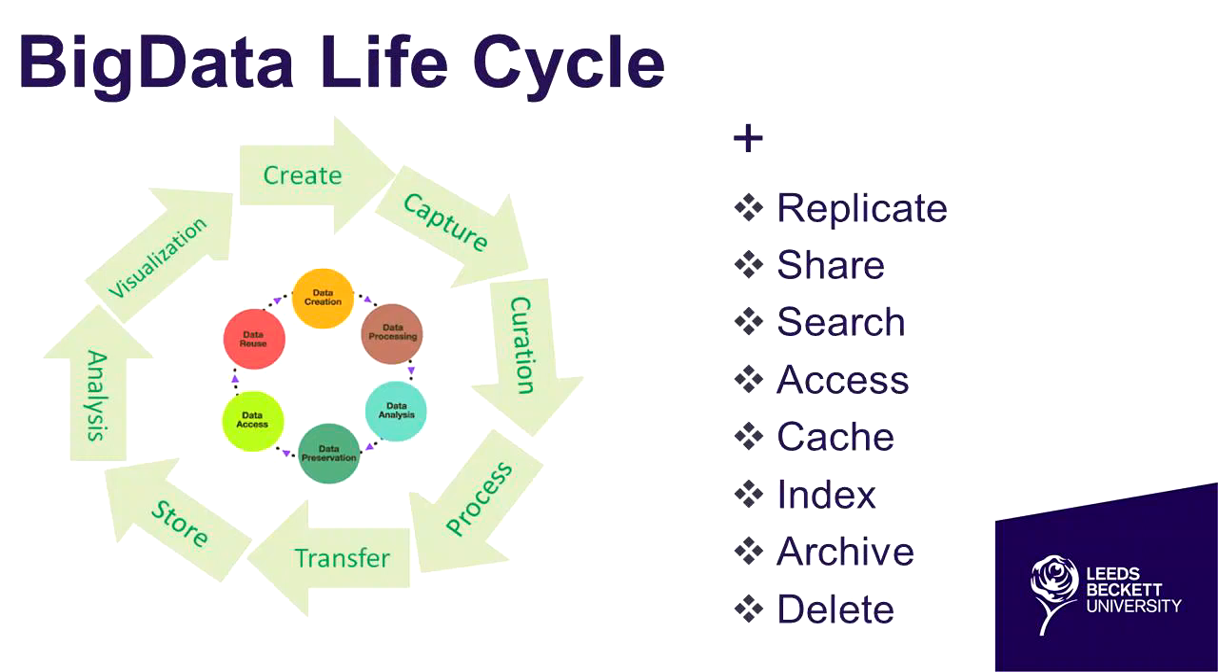So there you have it. That's a big data life cycle. The stages are self-explanatory, and you can probably understand this better when you actually start working on a big database like Hadoop. Some of those operations sound very typical of any traditional database, but the way you perform operations on big data sets are different. With regard to data within a big data set, those are some of the operations that can be performed. We have replicate, share, search, access, cache, index, archive, and delete.